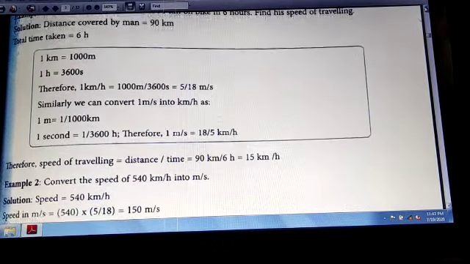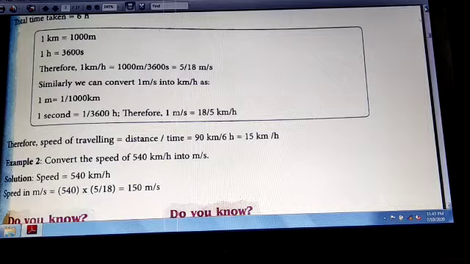Now we have to convert the speed of 540 kilometer per hour into meter per second. So again what we will do, 540 into 5 by 18. So that will be 150 meter per second.